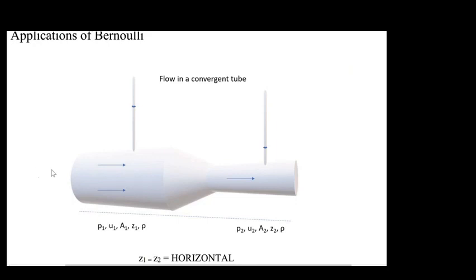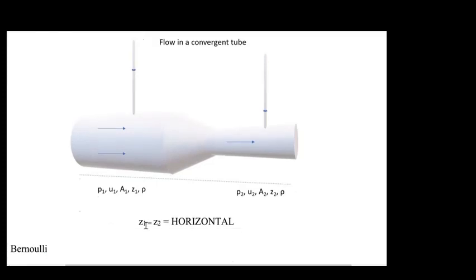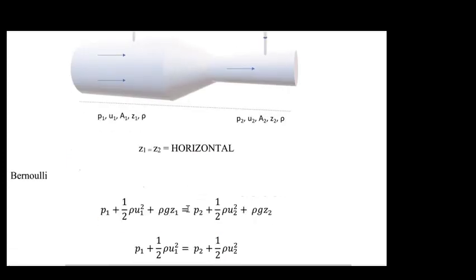Okay, so let's consider this first situation. We've got fluid flowing down a pipe. We've got a convergent tube. We're going from a large cross-sectional area to a small cross-sectional area. Let's think about what's happening to the velocities and the pressures as we go through this pipe. Now, if we assume this pipe is horizontal, Z1 is equal to Z2, so we can neglect one of our terms. That simplifies things. So there's Bernoulli's equation as we've written it up until now.